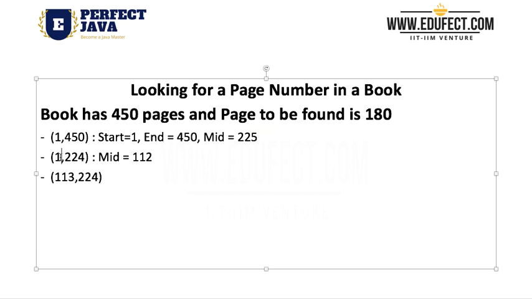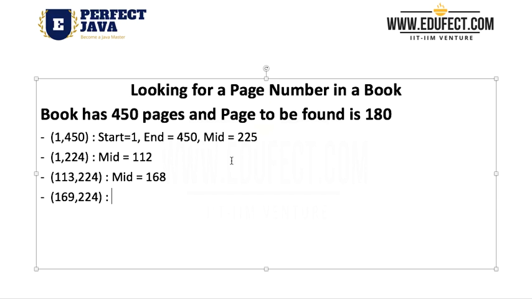Why did we change this? Because 180 is more than 112, the value we got. So now what is the value we will look at? Mid will be equal to half of this, which is 168. Because 168 is lower than the page number 180, we will now start looking between 169 and 224.